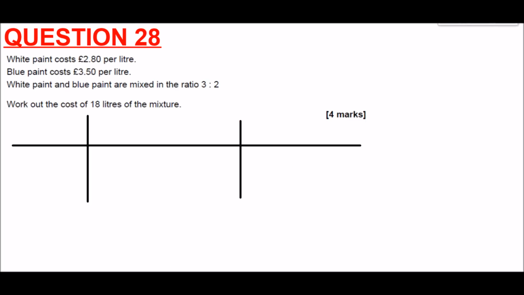Question 28 is pretty much a beast of a ratio question. We've got white paint, which costs £2.80 per litre, and also blue paint. It's mixed together in the ratio 3 lots of white to 2 lots of blue. So it's mixed together, so white plus blue gives us the total, which this question is calling the mixture.